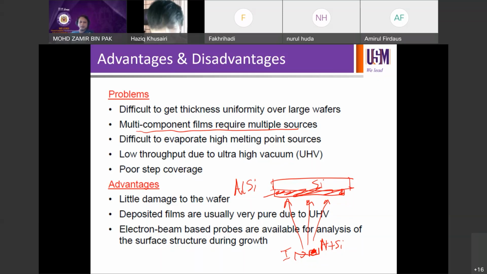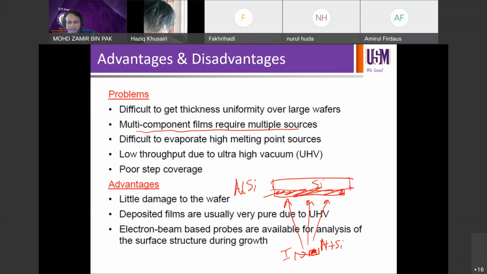Okay, so that's all we can get. Others, what do you think? Anyone said yes? Or anyone agrees with Haziq? No. If no, okay, the answer is no. You won't be able to get it, or at least it's difficult to get. If no, between AL and SI, what do you think we'll get more in the deposited layer?